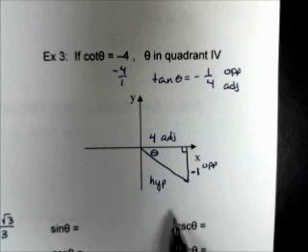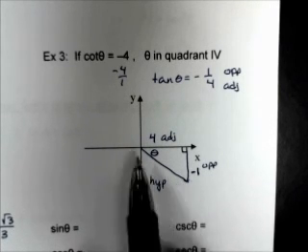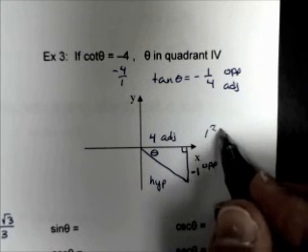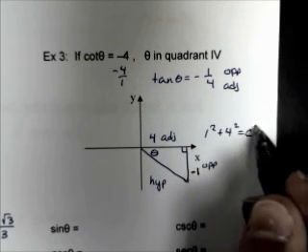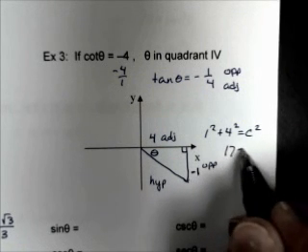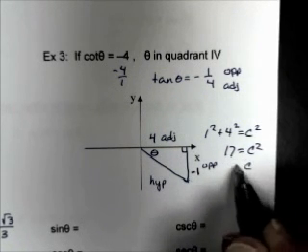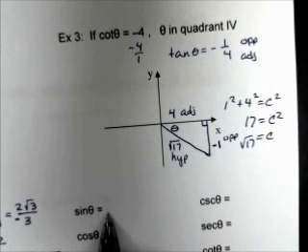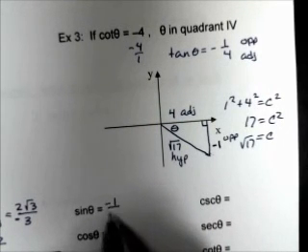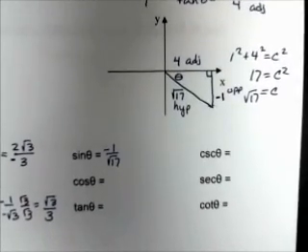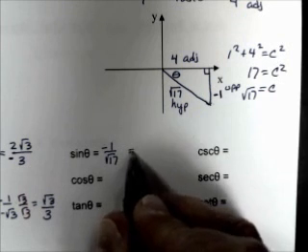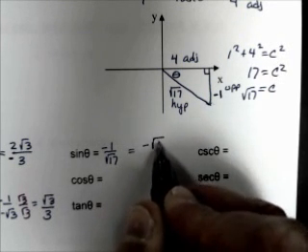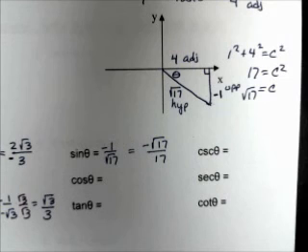And the hypotenuse, using the Pythagorean theorem: 1 squared is 1, plus 4 squared is 16. 16 and 1 is 17, so our hypotenuse is the square root of 17. Sine, opposite over hypotenuse, negative 1 over the square root of 17. Rationalize that, multiply by square root of 17 over square root of 17. I'm not showing that. So that's simply negative square root of 17 over 17.